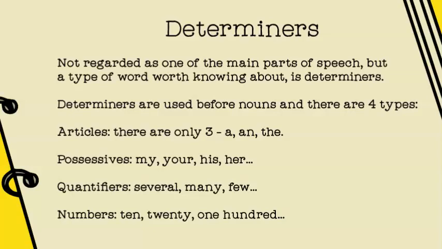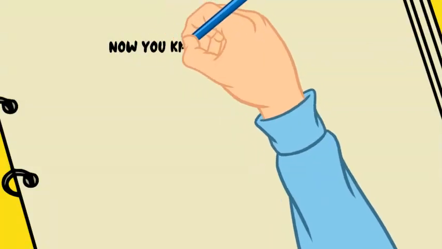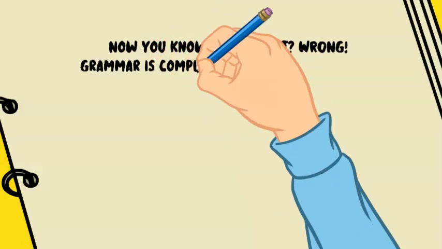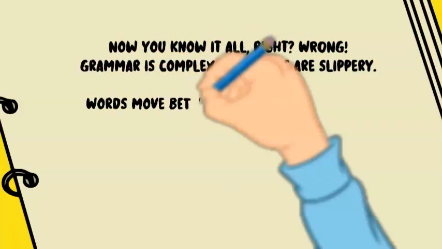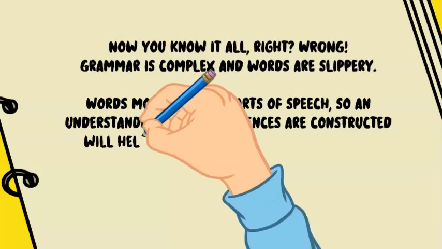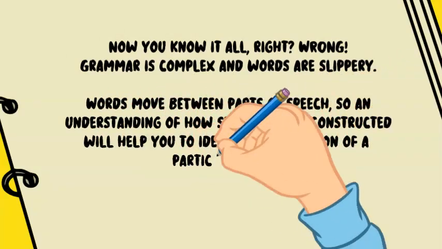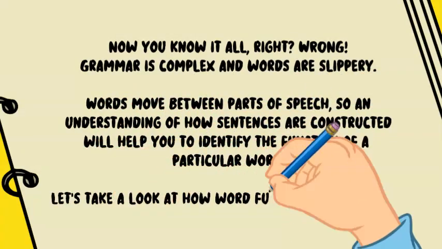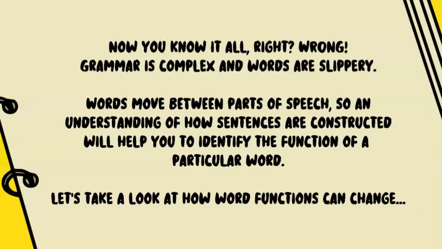Right, we've looked at our 8 different parts of speech. We've also looked at determiners. We know it all, right? Sadly not. And that's because grammar is really complex, and that's because words are slippery. And what I mean by that is that words move between parts of speech. They change their part of speech. So an understanding of how sentences are constructed will really help you identify the function of a particular word.